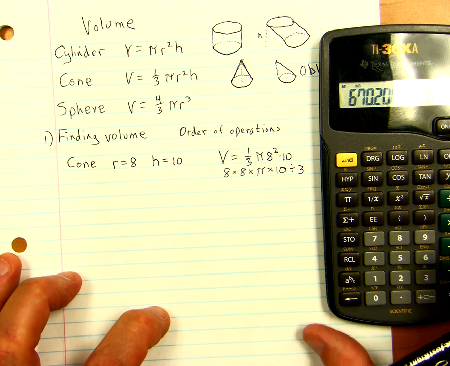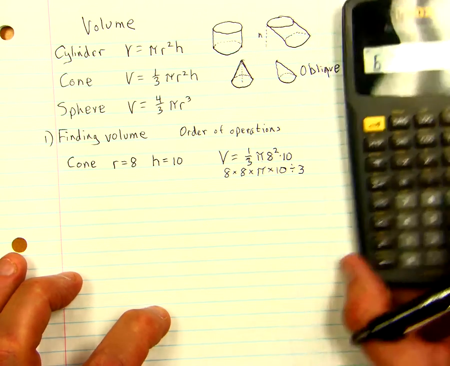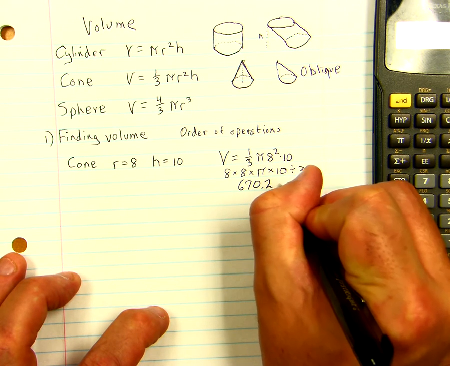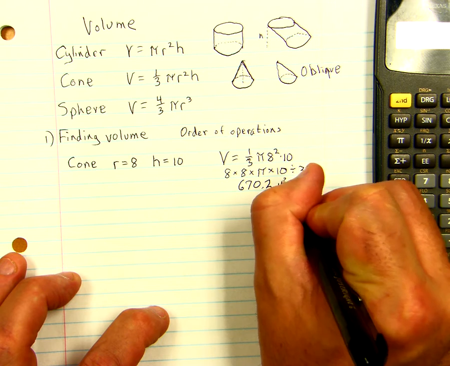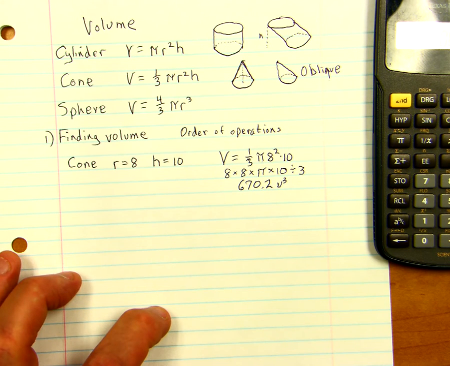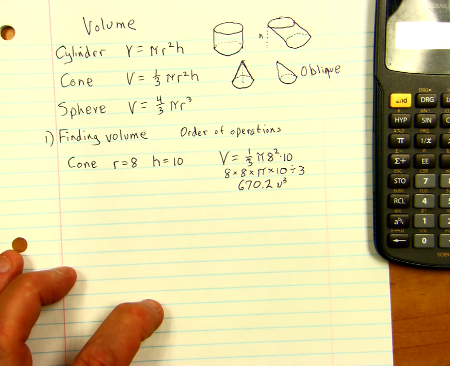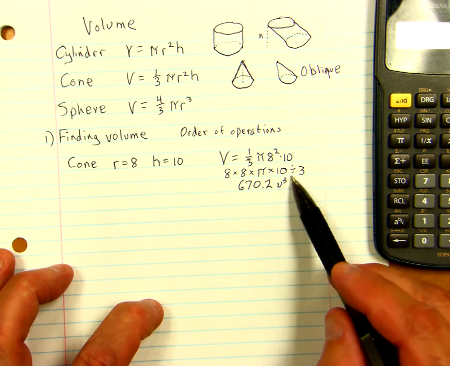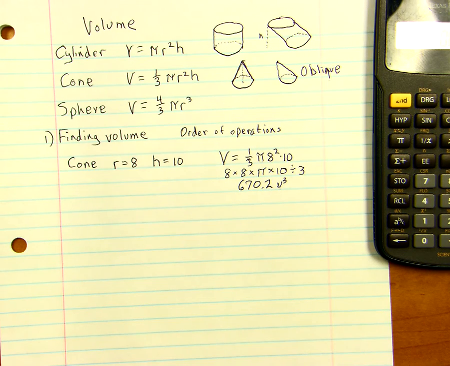About 670.2. And that's going to be units cubed. How many cubes fit inside of there? We don't have the exact inches, centimeters, miles, or whatever it is. So whatever that's going to be, it's going to be in cubic units. That's for a cone.